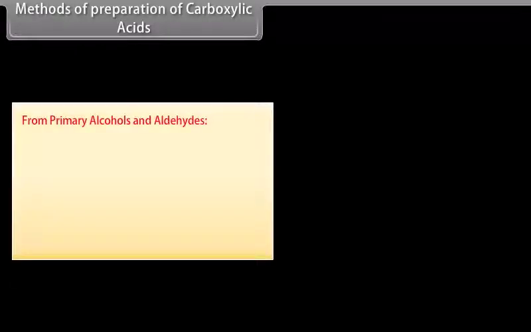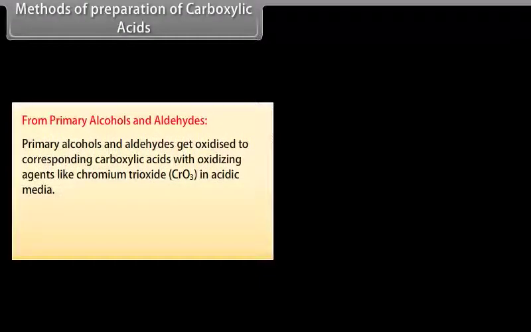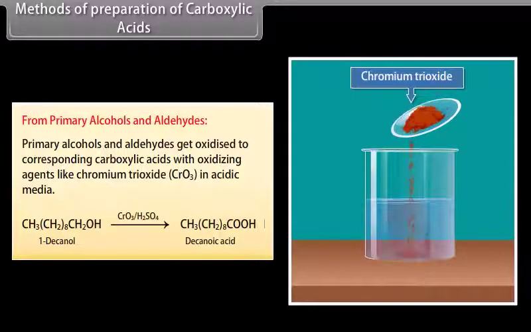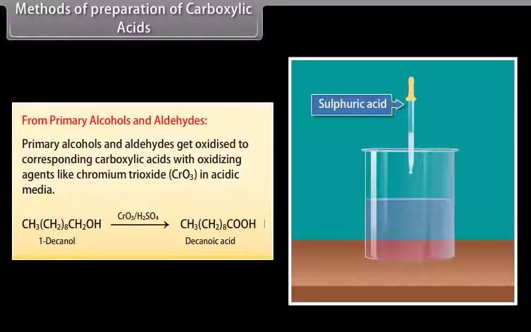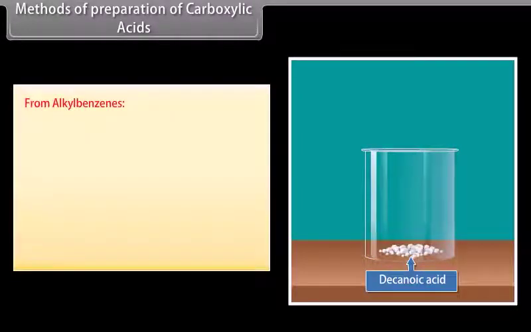Methods of preparation of carboxylic acids. From primary alcohols and aldehydes. Primary alcohols and aldehydes get oxidized to the corresponding carboxylic acids with oxidizing agents like chromium trioxide in acidic media. 1-decanol reacts with chromium trioxide in acidic medium and forms decanoic acid.